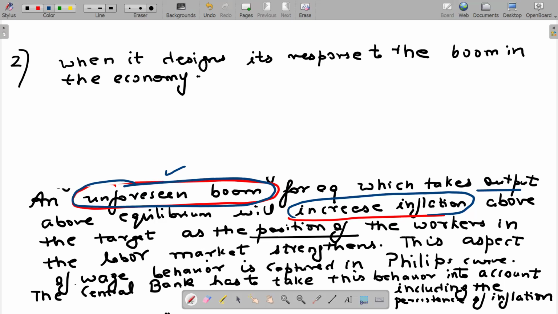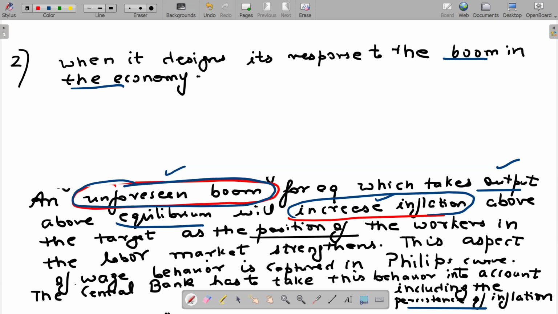Why is this happening? Because of the Phillips curve behavior. When output goes above equilibrium, employment goes up. When firms produce more output, they hire more workers. The bargaining power of the workers goes up. They start asking for higher wages, and that finally leads to higher prices and inflation. That means the central bank needs to take into account this Phillips curve behavior, including the fact that there is going to be persistent inflation, when it designs its monetary policy rule in response to the boom. So this was the second question which we have answered.